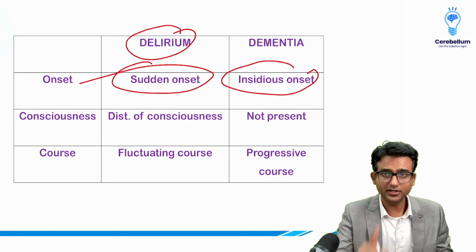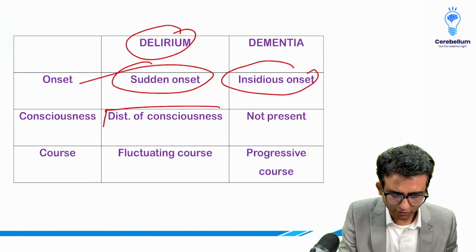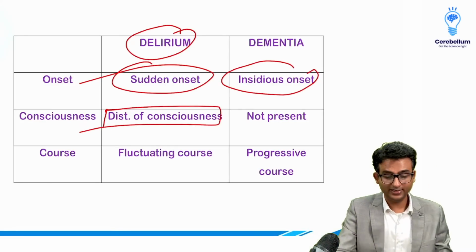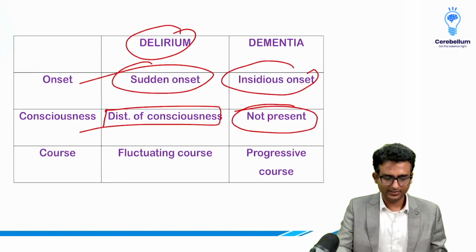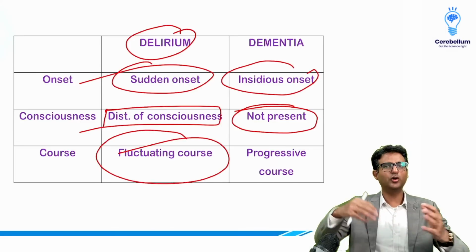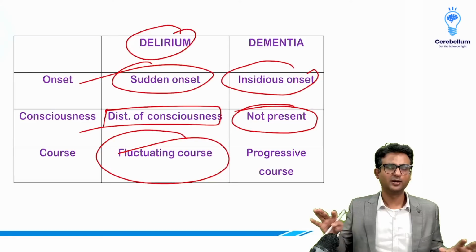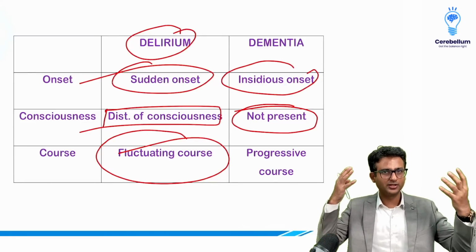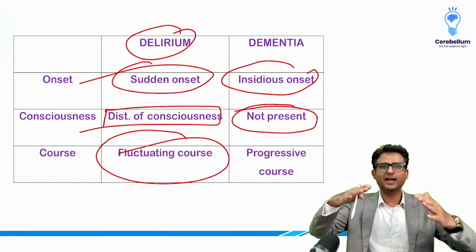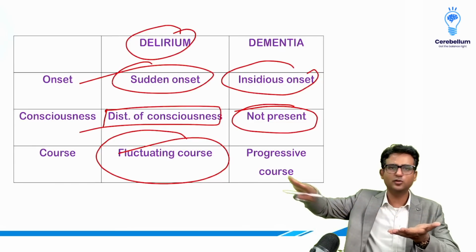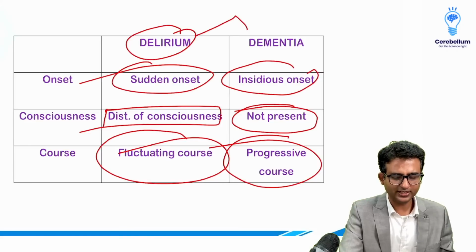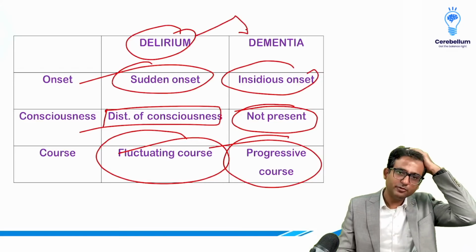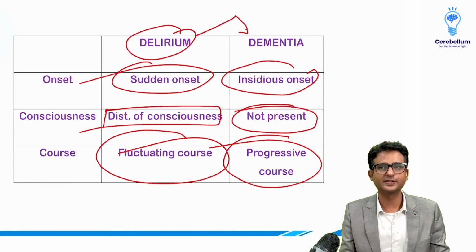The most important symptom of delirium is that disturbance of consciousness is there. In dementia, disturbance of consciousness is never there. Delirium has a fluctuating course. You go and see the patient in the morning, he looks good. In the evening, the patient is again confused. Dementia does not fluctuate like that. Dementia gradually increases over a period of time. Okay? Remember these 3 points. You will be able to differentiate between delirium and dementia in almost all questions.